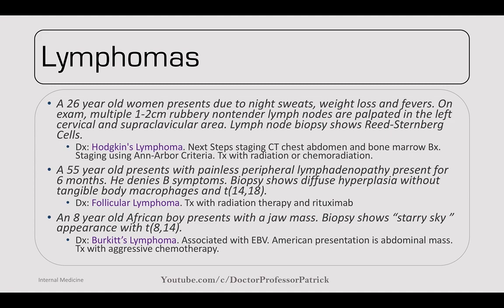The next best step is a staging CT of the abdomen, pelvis, and chest, and you can look at bone marrow biopsies. Staging uses the Ann Arbor criteria, and you want to treat with radiation or chemotherapy.